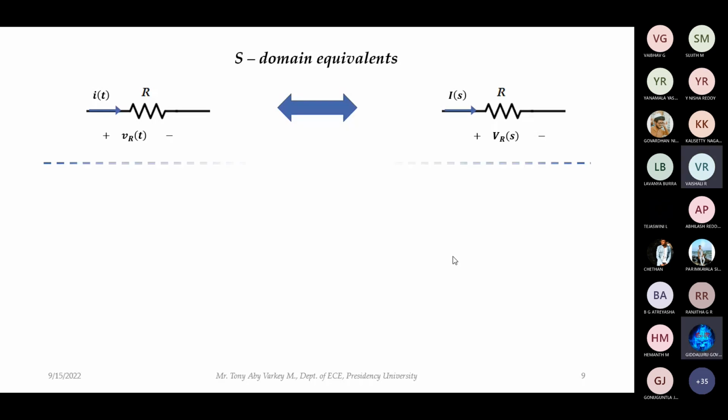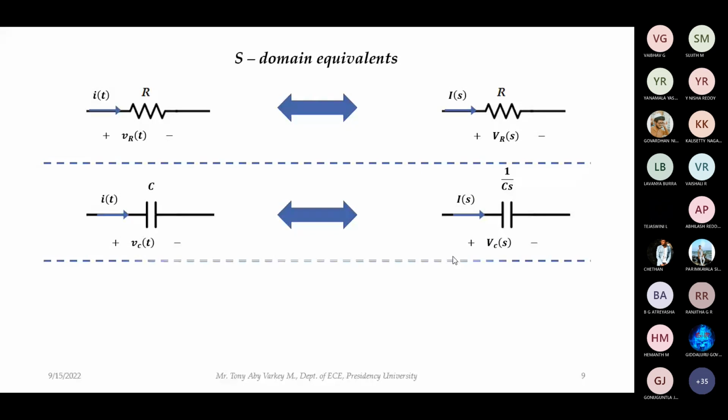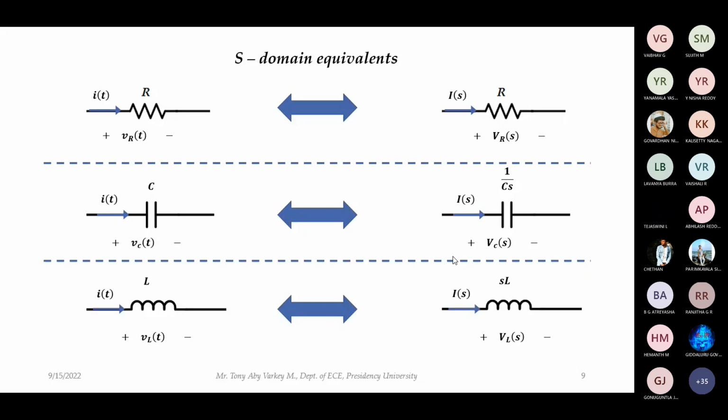Now similarly, for the capacitor, what will happen to C? C will become 1 by CS. Correct. It will be 1 by CS. Similarly, for an inductor, what will happen? L will become LS. Correct. So this you should know. Is it clear? Yes, sir.